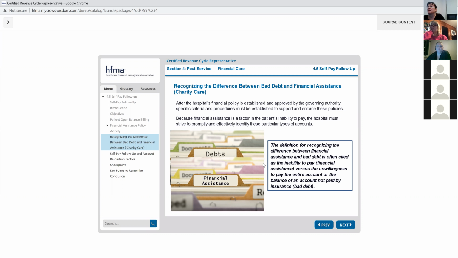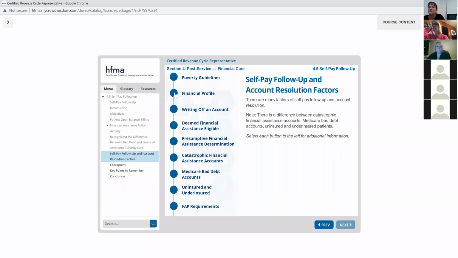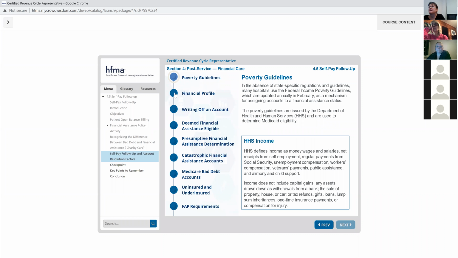So here's some aspects of the financial assistance. Each one of these are dots that you click into. So poverty guidelines, they all specify your poverty guidelines. Most of us use, I think, the federal standard in some form or fashion for that. You could also have a profile based on the needs of the community and the mission of the hospital as part of your policy.